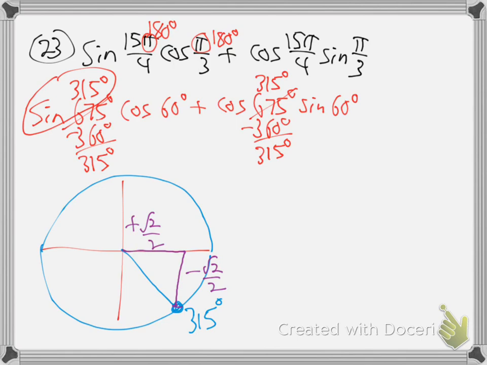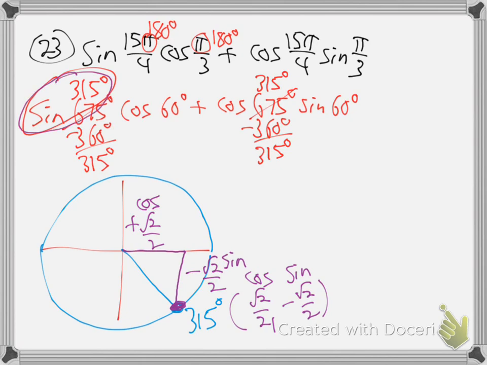So this dot right here, the cosine is always the x, the sine is always the y, isn't it? On the coordinates. Put the coordinates here. This one is over root 2 over 2, down root 2 over 2. Cosine is the x, sine is the y. So they want what? Sine of 315. That's right here, negative root 2 over 2. And this one is cosine of 315. That'd be regular root 2 over 2.